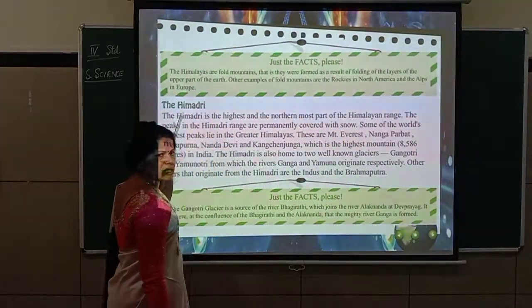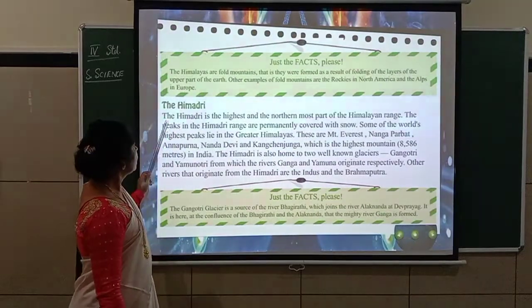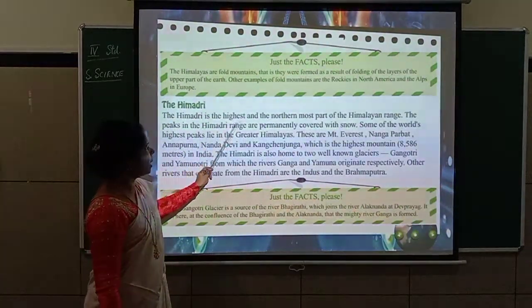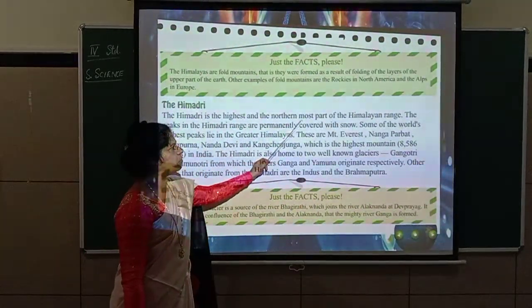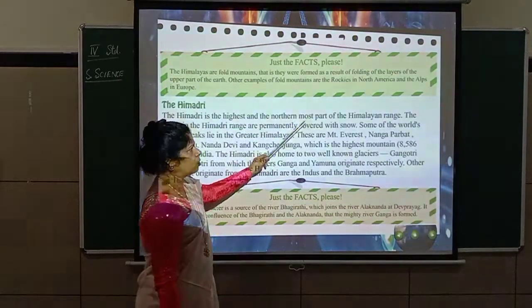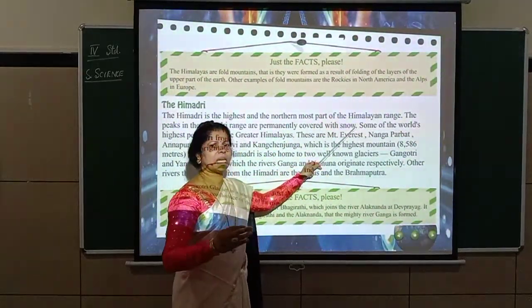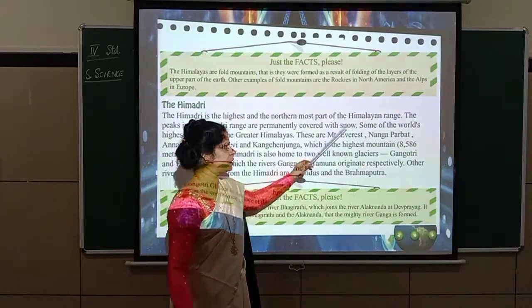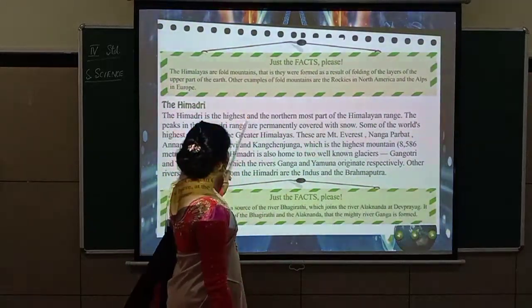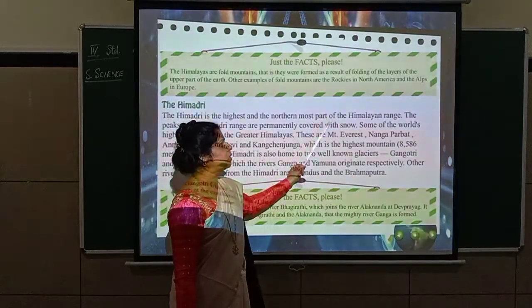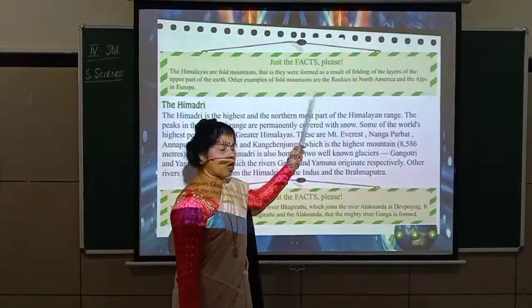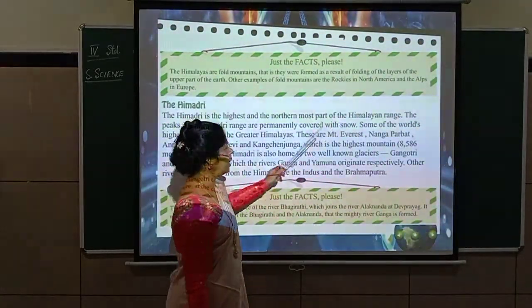Now coming to the next one, the Himadri. The Himadri is the highest and the northernmost part of the Himalayan range. Range, I told you, means what? Where the mountains are situated side by side, they form the range, isn't it? The Himadri is the highest and the northernmost part of the Himalayan range.